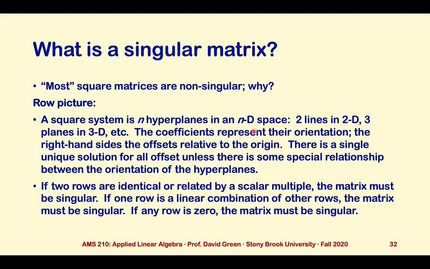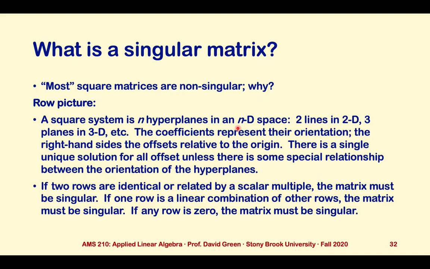Right? And if you just think about the simple 2D case, the vast majority of 2 lines in 2D intersect at a single point. There is usually a single unique solution for 2 lines in 2 dimensions. The only time there isn't is if there's a special relationship between those 2 lines. In fact, they have to be parallel.